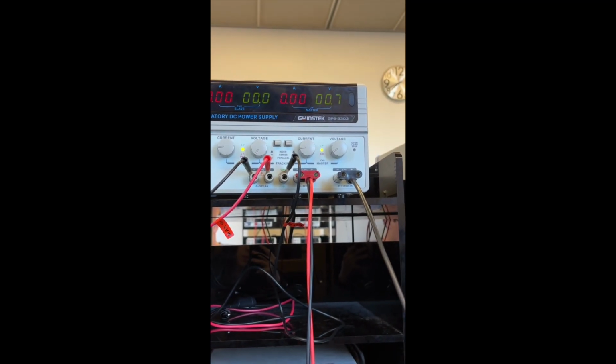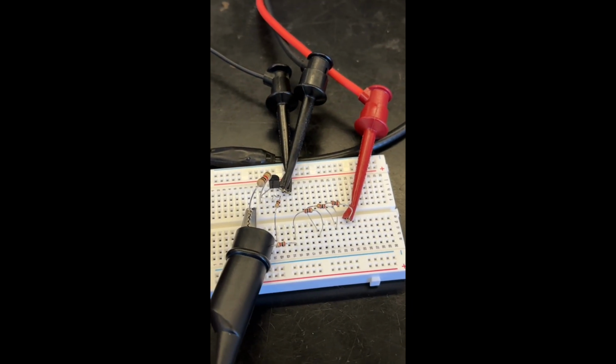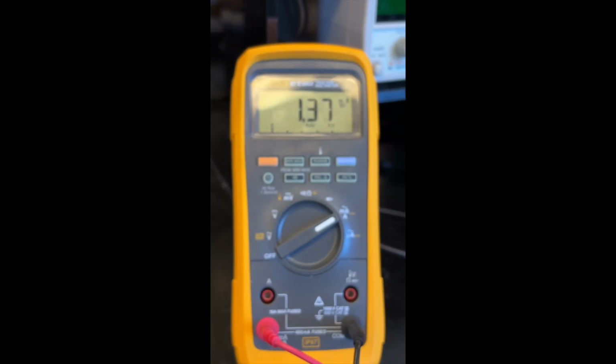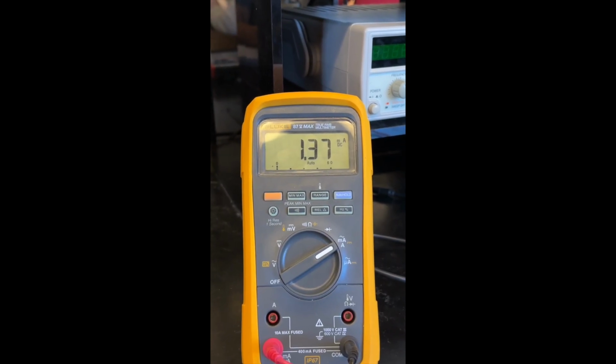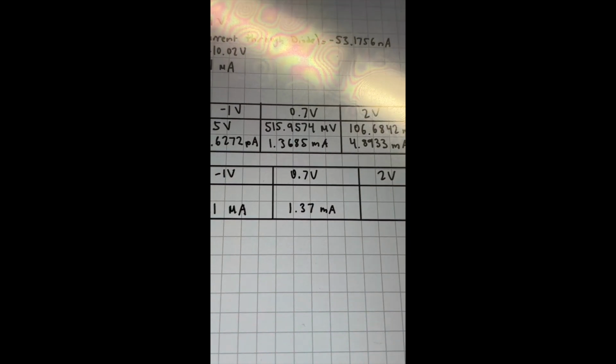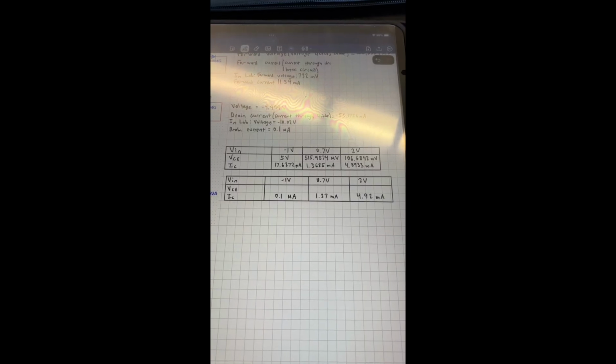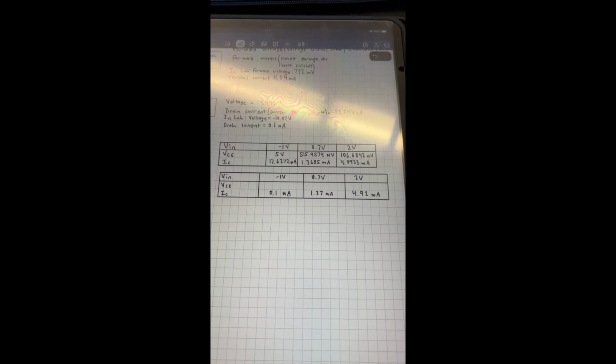All right, now I'll be looking at the collector current when the VN is 0.7 volts. So I'm supplying 0.7 volts now, and I've flipped the polarity of my clips back to normal. And my multimeter is giving me a reading of about 1.37 milliamps. And I did get a simulated value of 1.368 milliamps.